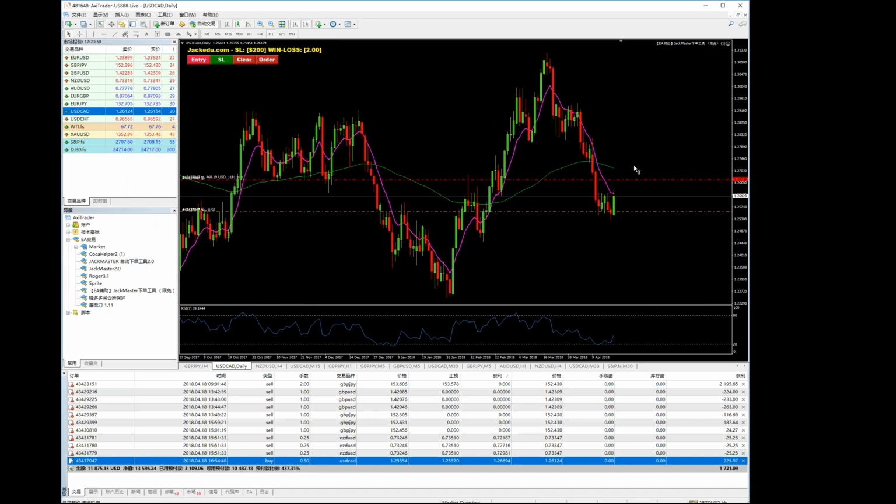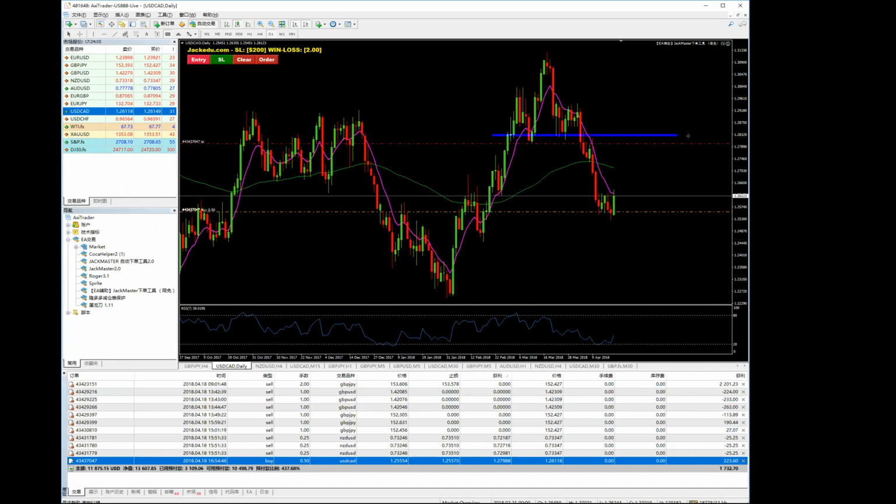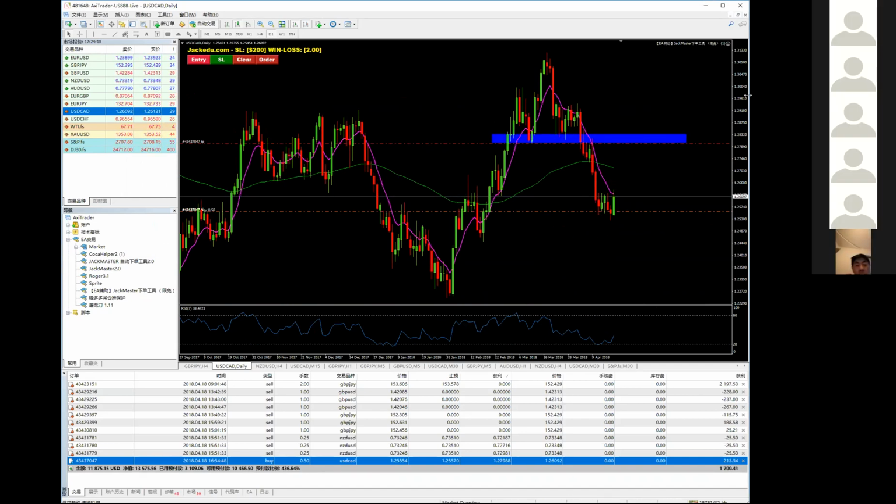I can set a very, very high take profit point, maybe 1.2796, maybe here, because this is a previous head and shoulders. I set a TP here and just wait for it to strike my TP or strike my break-even stop loss. That's it.